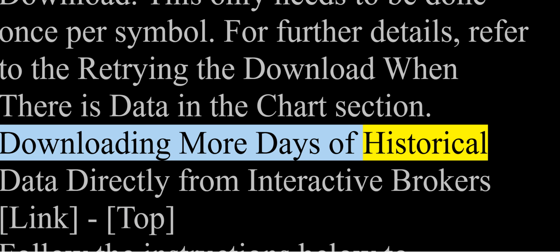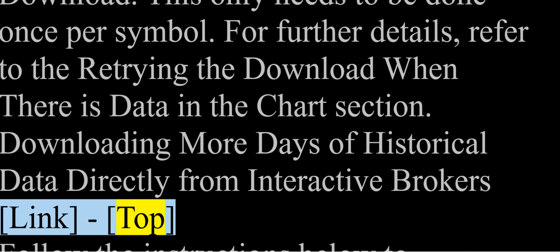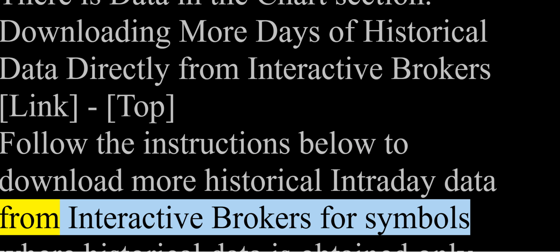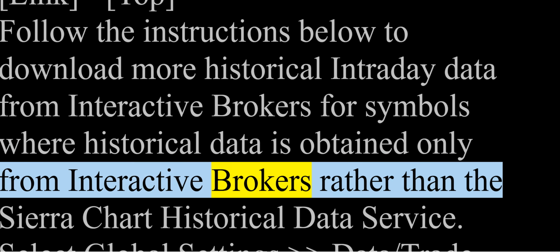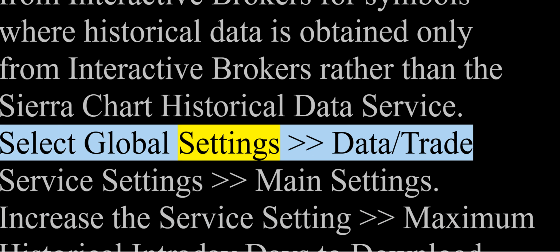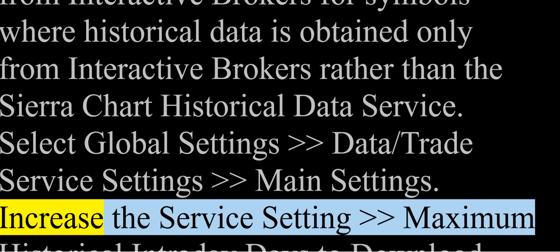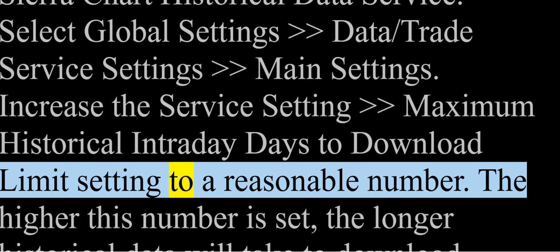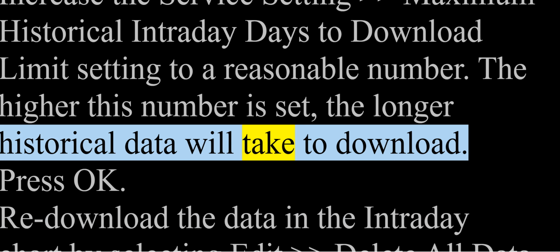Downloading more days of historical data directly from Interactive Brokers. Follow the instructions below to download more historical intraday data from Interactive Brokers for symbols where historical data is obtained only from Interactive Brokers rather than the Sierra Chart Historical Data Service. Select Global Settings, Data/Trade Service Settings, Main Settings. Increase the service setting, Maximum Historical Intraday Days to Download, to a reasonable number. The higher this number is set, the longer historical data will take to download.